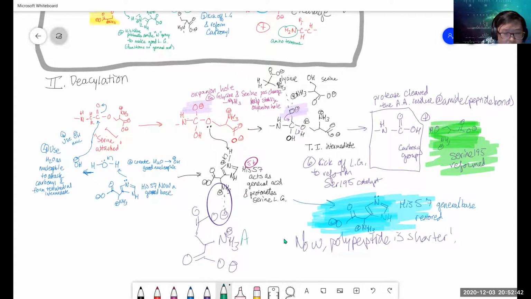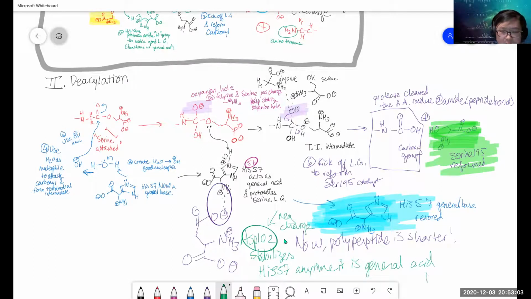Let me just quickly write that. Aspartate 102 stabilizes his 57. It is a general acid because it has a negative charge. Remember, aspartate 102 is negative charge. So it stabilizes positive charge when histidine is positively charged. So here's the aspartate 102. It was never really consumed because it was used for stabilization.